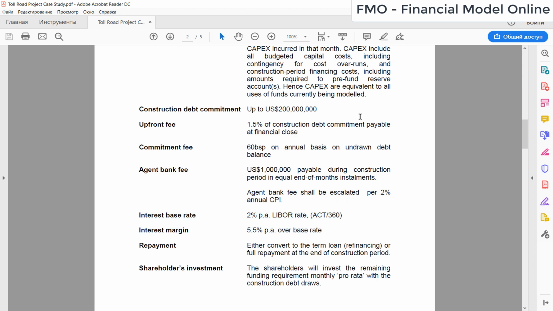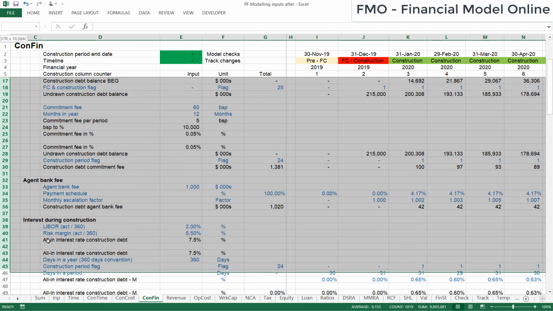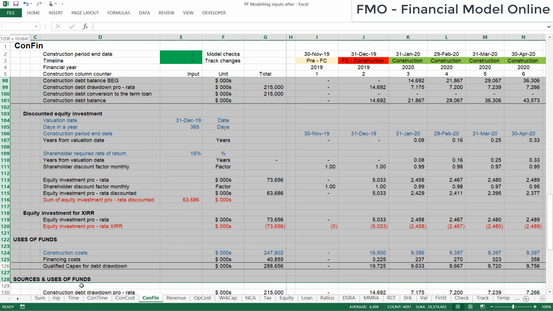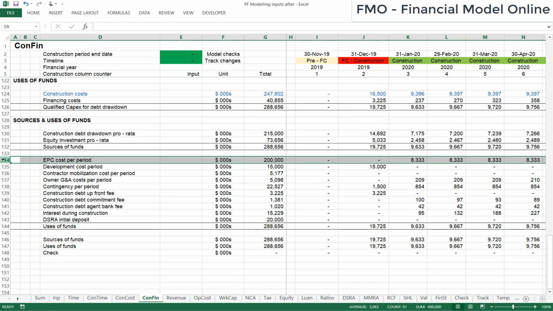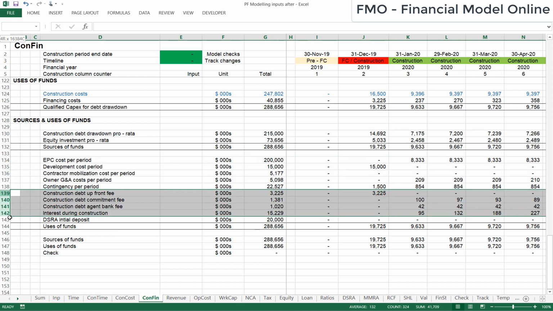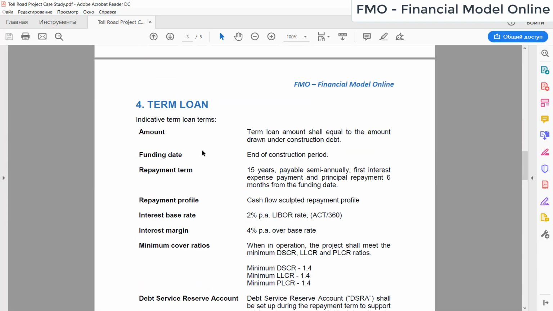So if we go to the model, we're going to be modeling these financing fees and financing costs during construction in our model, and then we're going to come up with the total cost of the project, which consists of the construction costs and the financing fees. Then we're going to convert this construction debt to the term loan.